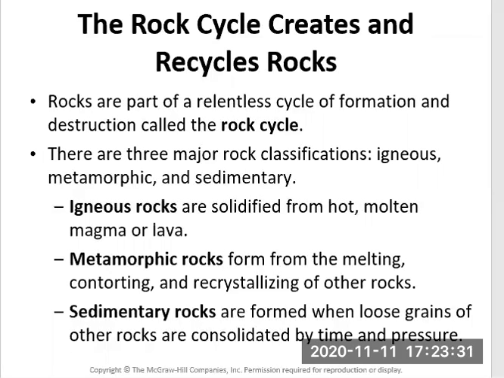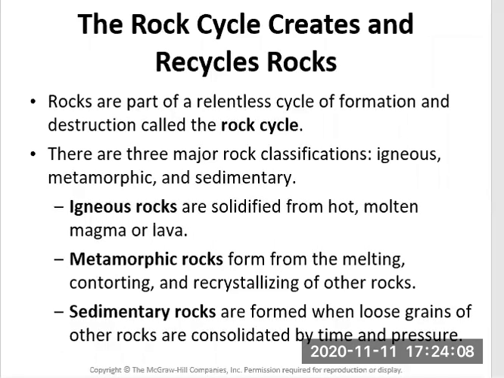Now let's move to the third type of rocks, the sedimentary rocks. These are formed when loose grains of other rocks are consolidated by time and pressure. Examples of sedimentary rocks are sandstone, which is solidified from layers of sand, and mudstone, which consists of hardened mud and clay. We also have tuff, which is formed from volcanic ash, and conglomerates, which are aggregates of sand and gravel.